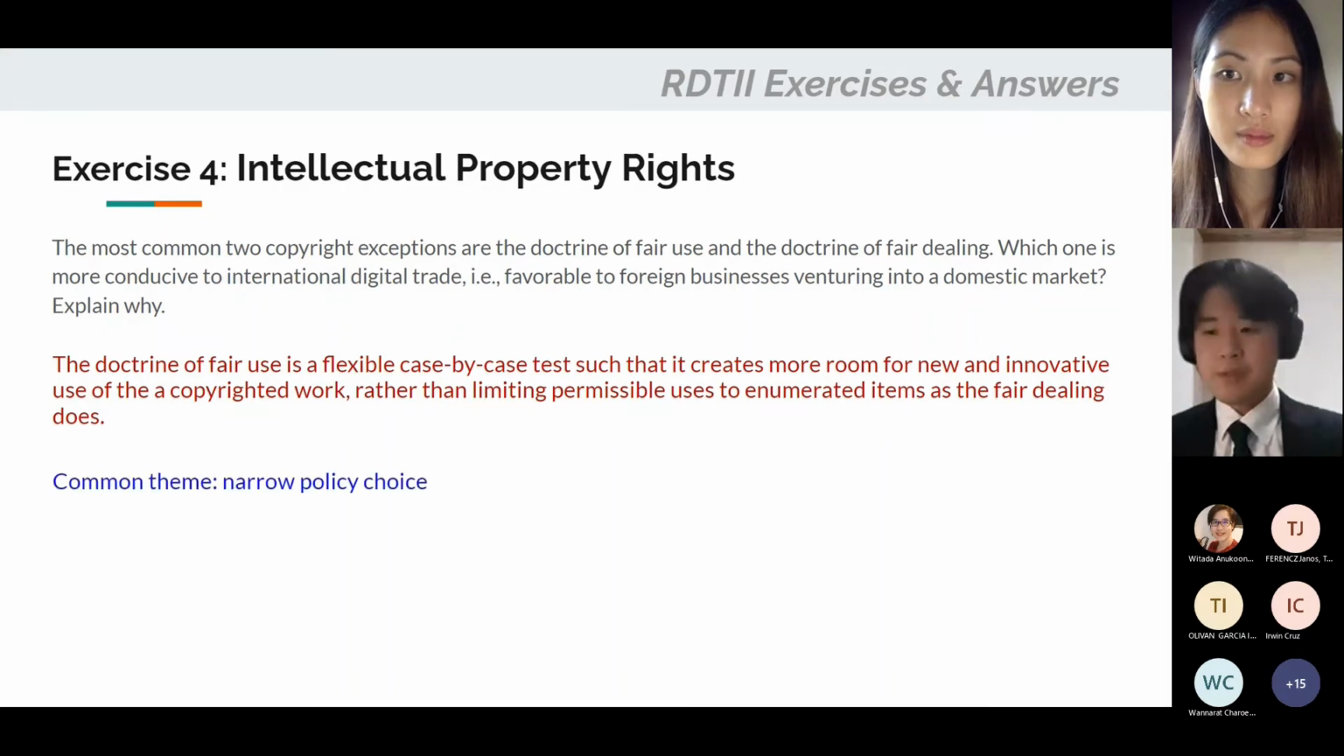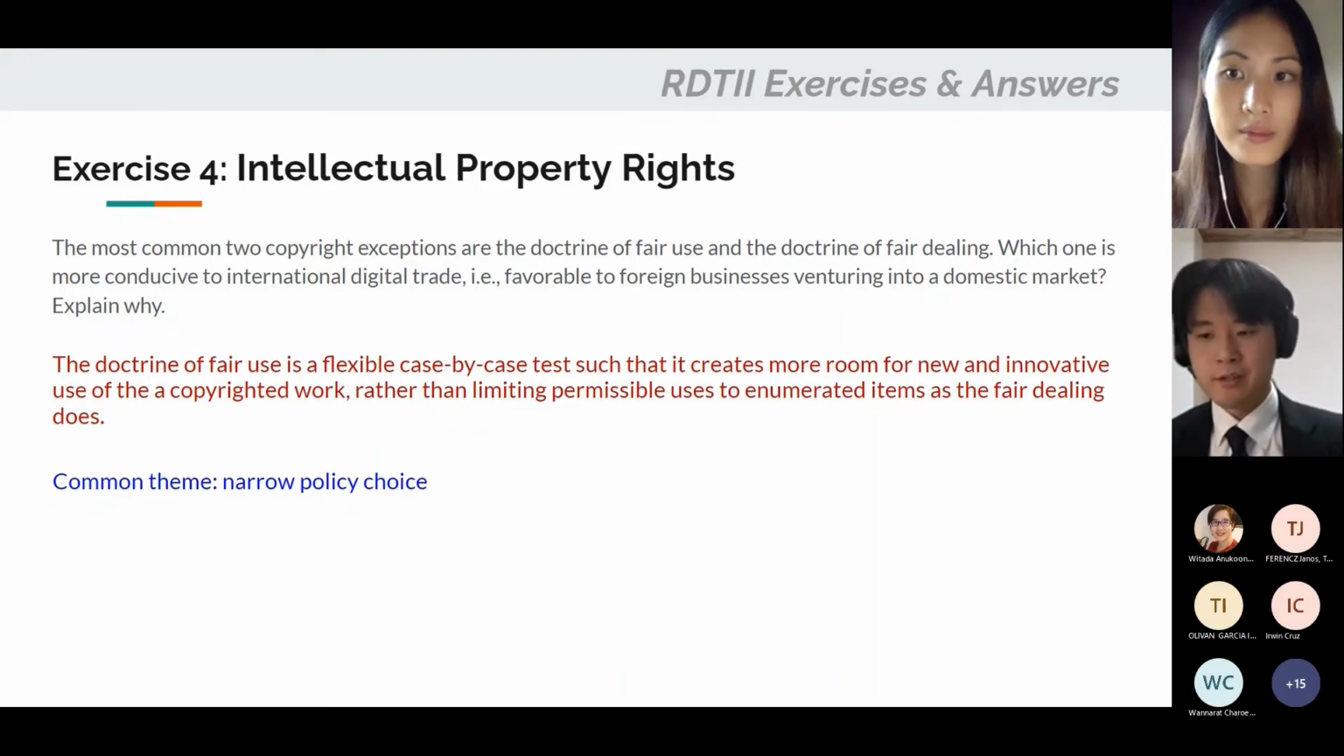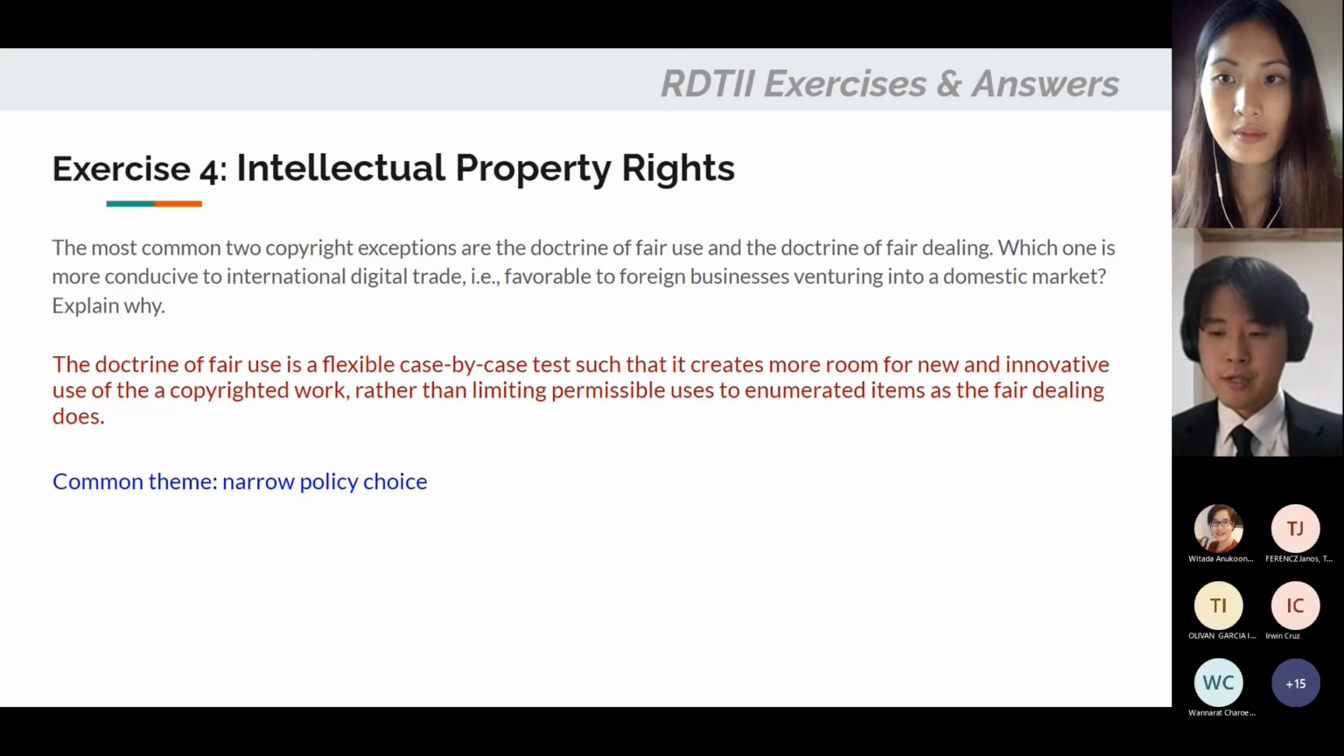So this one shows that RDTII sometimes goes through very narrow policy choices. Earlier, I mentioned that RDTII cares about predictability and certainty, and surely one may argue that the doctrine of fair dealing is more predictable and certain because it gives out the least. But in this case, we chose the scope of protection rather than predictability and certainty, because the doctrine of fair use has a narrower scope of protection.